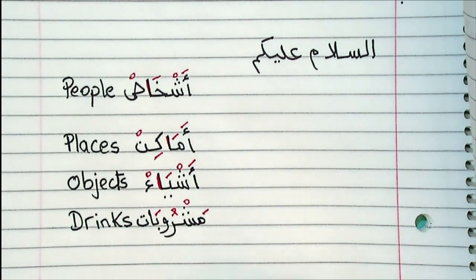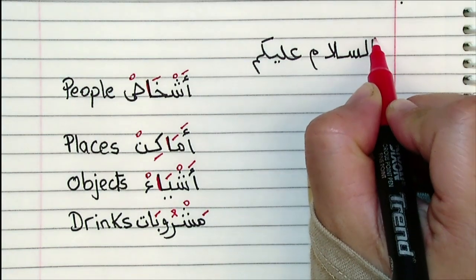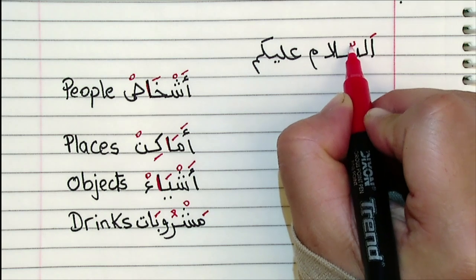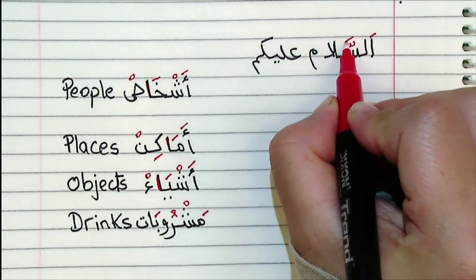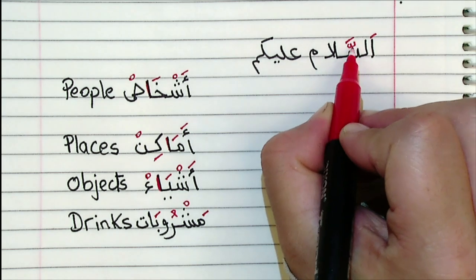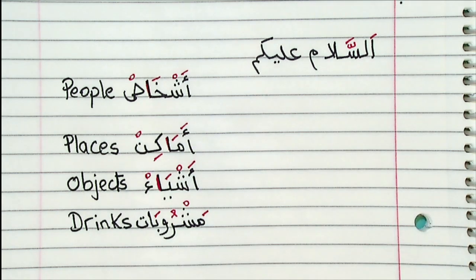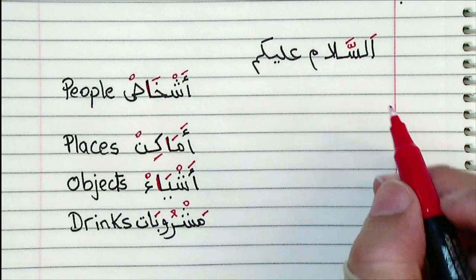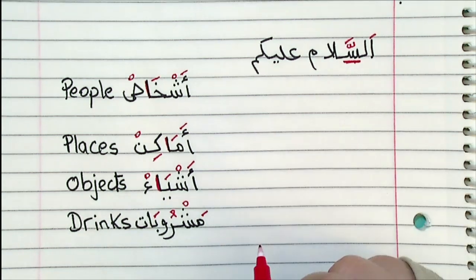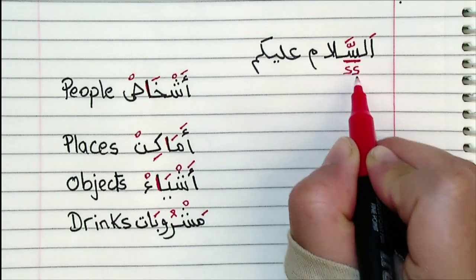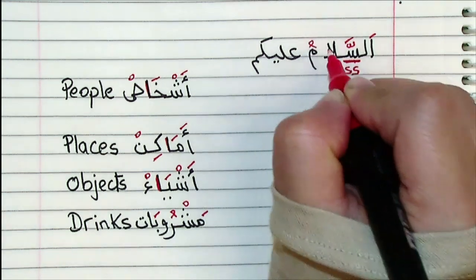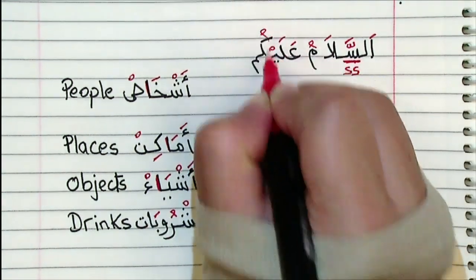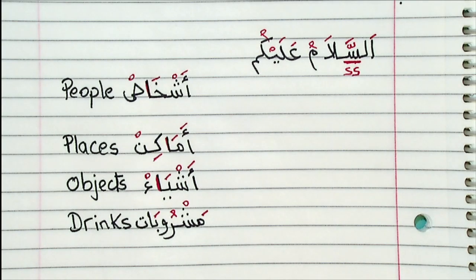Mashroobat. And if we want to put the short vowels on assalamu alaikum, I'm putting a small sign right here. It's called shadda. Every time you see this little tiny shape, it's for stress. That means that sound, you have to really stress it, as if you're doubling it in English. Assalamu alaikum. So the people, ashkhas.